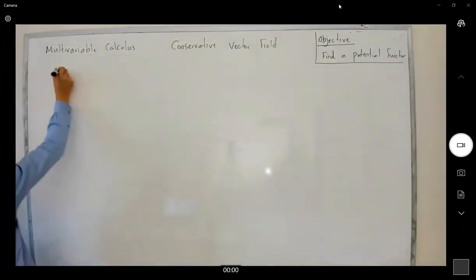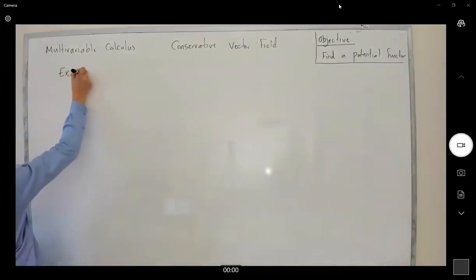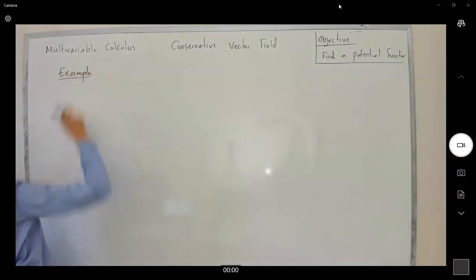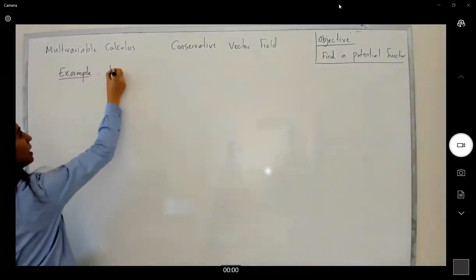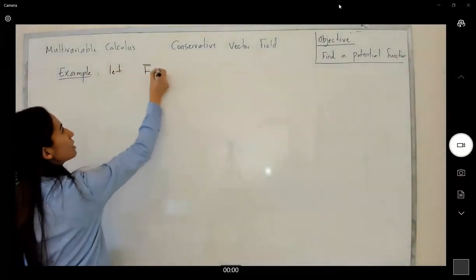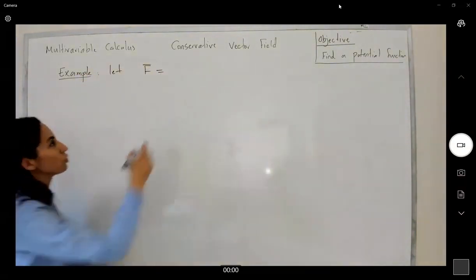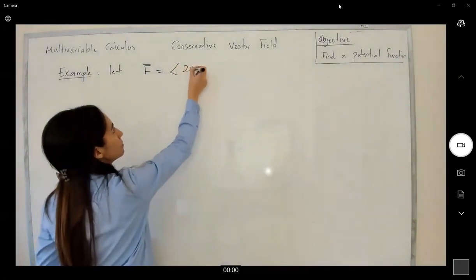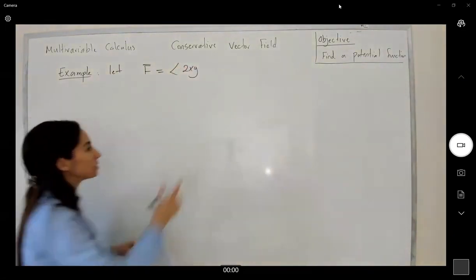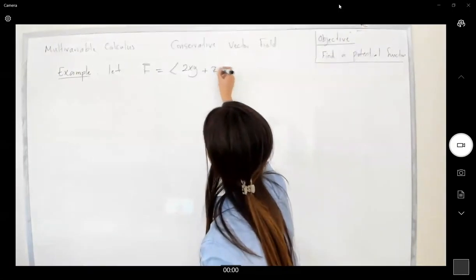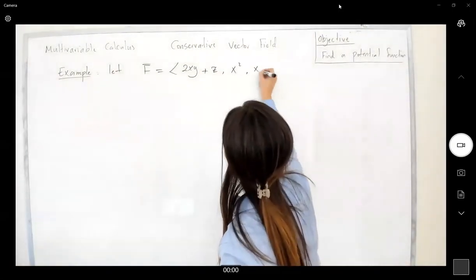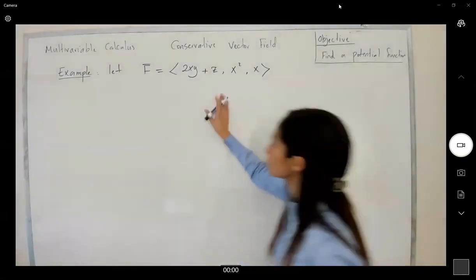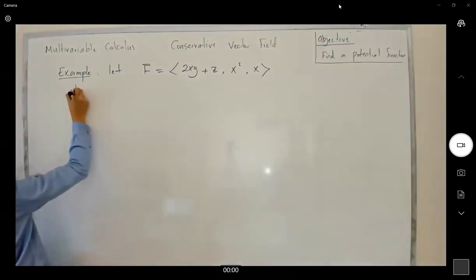Let's go over one example to feel more comfortable about this. Last time we talked about the gravitational vector field. It says let vector field F be defined as 2xy plus z, comma, the second component is x squared, and the third component is x. This is your vector function.